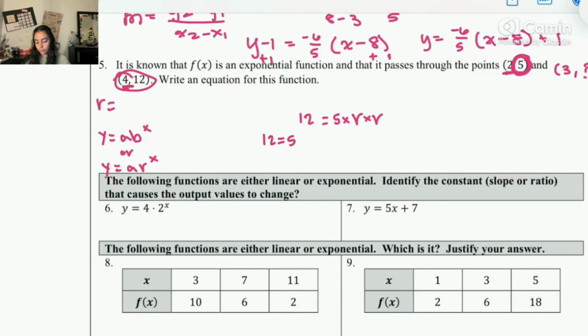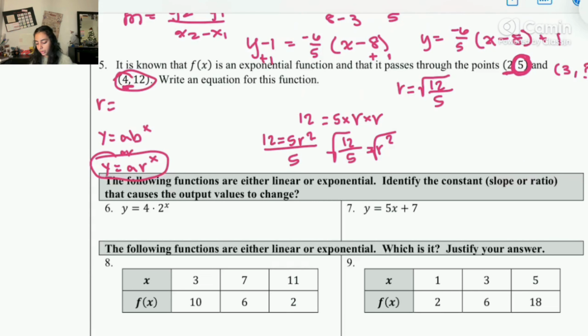12 equals 5r squared. Sorry, you can't see very well. So then you can divide by 5 on both sides. 12 over 5 equals r squared. Then to get that square out, you can just square root both sides. So our ratio would be the square root of 12 over 5. So now going back to our formula over here, we know that y equals our initial value, which is 5, times the square root of 12 over 5 to the power of x minus 2.